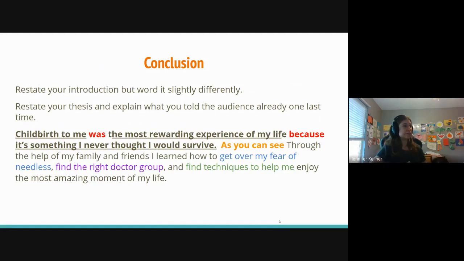So here is an example of rewording the exact thesis that I just did in my little fake introduction, so you can see. Here, it's basically the same thing. And then as you can see, through the help of my family and friends, I learned how to, and then it goes through the same piece. So just by adding in that little bit of orange, it's basically just a couple extra words, and that counts as rewording it. Okay, and really for your purposes, I would recommend actually putting "as you can see" in front of where I put childbirth, because then it's even more cut and dry and clear, and your teacher knows that you are specifically restating your thesis, not just the introduction as a whole.